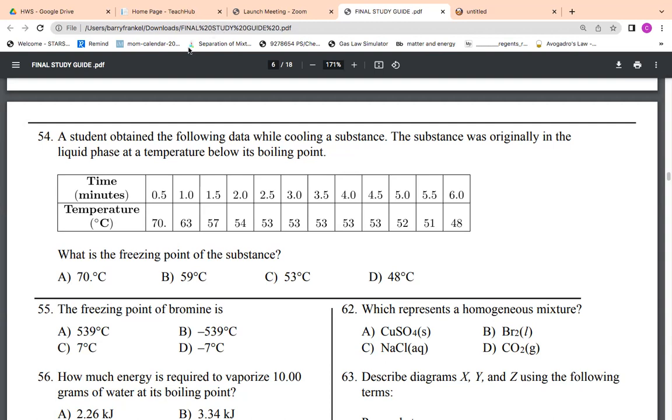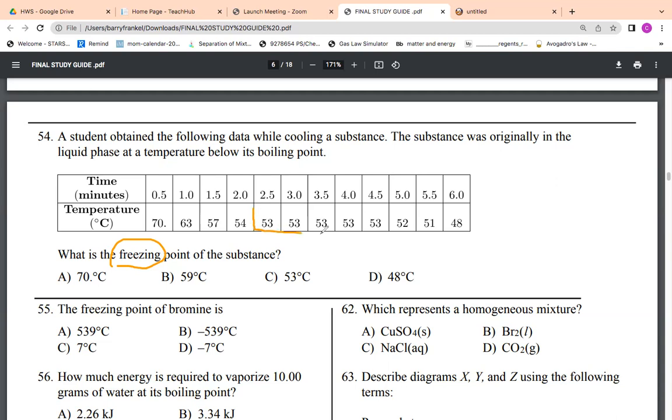Okay. So a student obtained the following data while cooling a substance. The substance was originally in the liquid phase at a temperature below its boiling point. What is the freezing point of the substance? Now remember, they're asking at what point does this thing freeze? Freezing is a phase change. So during a phase change, the temperature is not going to do anything. So all you got to do is start looking for the values where they're constant for a little bit of time. And I can see that right here.